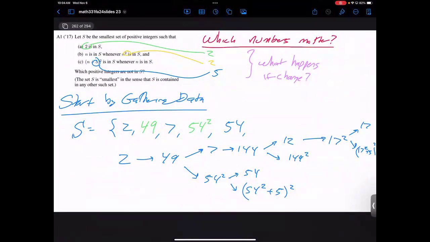And so we started talking a little bit about how can you come up with a good tree structure? How can you come up with a good way to look at things? When you look at what's going on with 2, you have 2, 49, 49 splits to 7, 54. 7 has to go to 144, but then from that you get 12 and 149 squared. One way of looking at this is if I start with 2, I know I'm going to get 7. And if I have 7, I know I'm going to get 12. If I have 12, I know I'm going to get 17. So I'm going to get all the numbers that are 2 mod 5. It has other numbers in there as well.